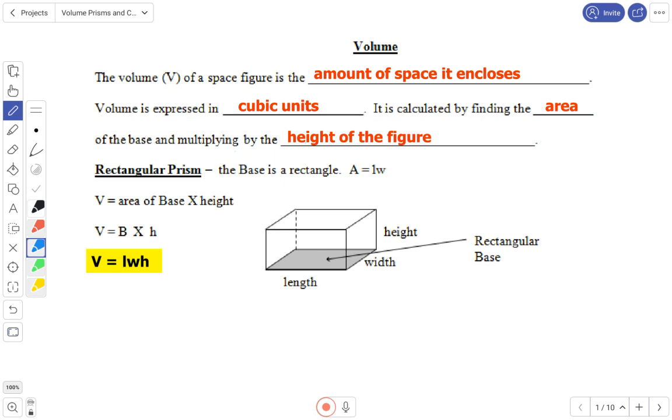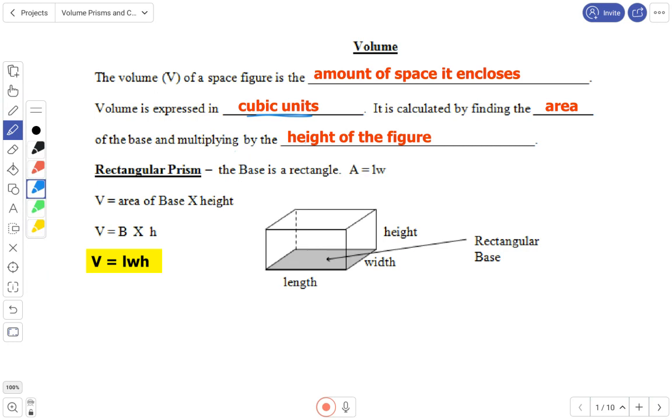Hi guys, today we're going to talk about volume. Volume is measuring the amount of space inside of an object, or the amount of space that the object takes up. Volume is dealing with three-dimensional shapes. So after you solve for your volume, it's always going to be talking about something in cubic units.